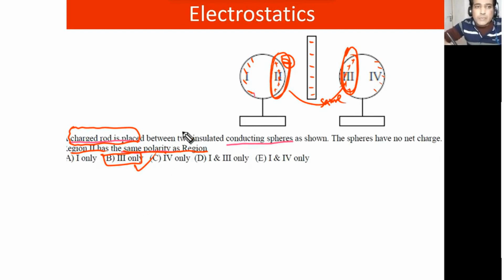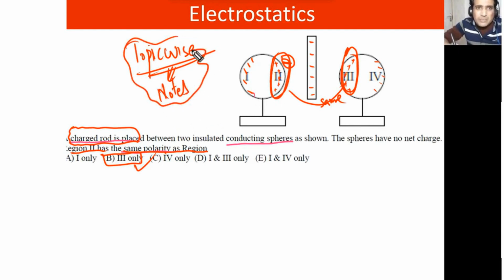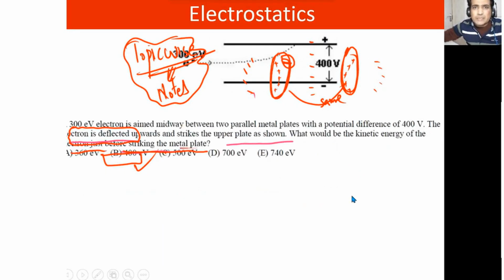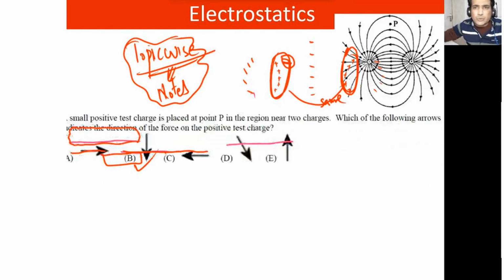It is asking same polarity, which means the same net charge, here and here. Okay, so now I will go to the next topic. There are a few more questions, but there are a lot of questions given in the topic-wise questions, so you can practice from there. Okay, in the notes, these are given to you, so you can do more questions about this topic. Now let me explain the next topic. Is this clear? Okay, so the answer is B. These questions are given in your notes actually, so you can practice from there.